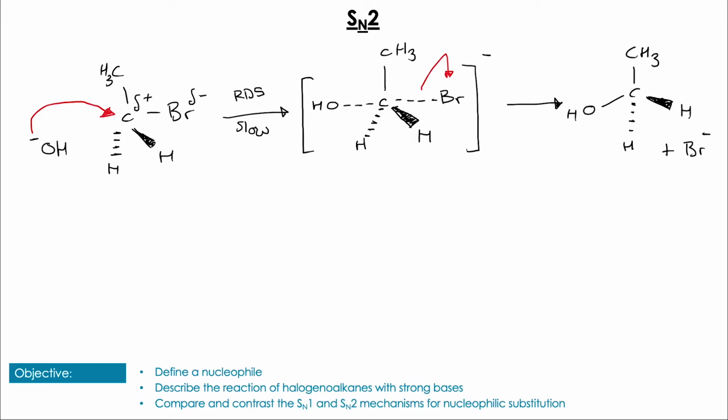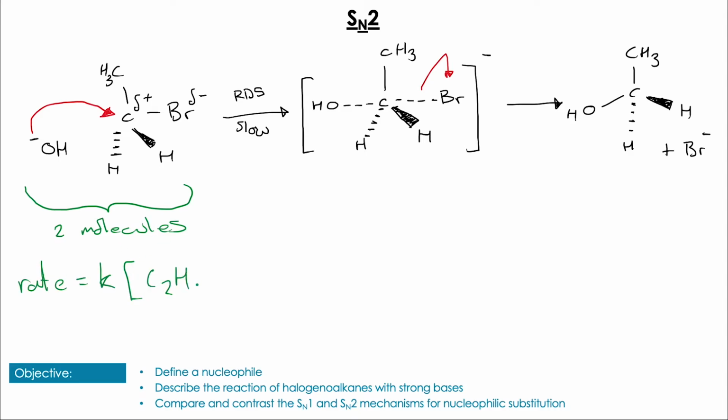Now, the 3D projection and how that's different will matter when we come to look at stereoisomerism later in the unit, but don't worry about that just yet. So, what have we got? We've got 2 molecules, which means our rate equation is going to be rate equals the concentration of our halogenoalkane times the concentration of our nucleophile, which in this case is the hydroxide ion.